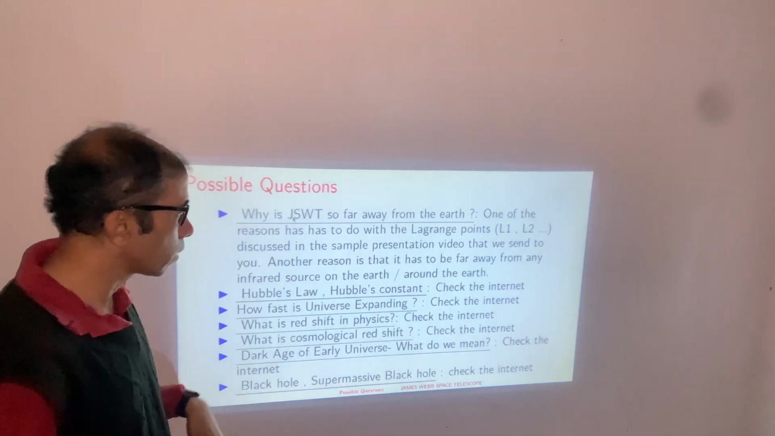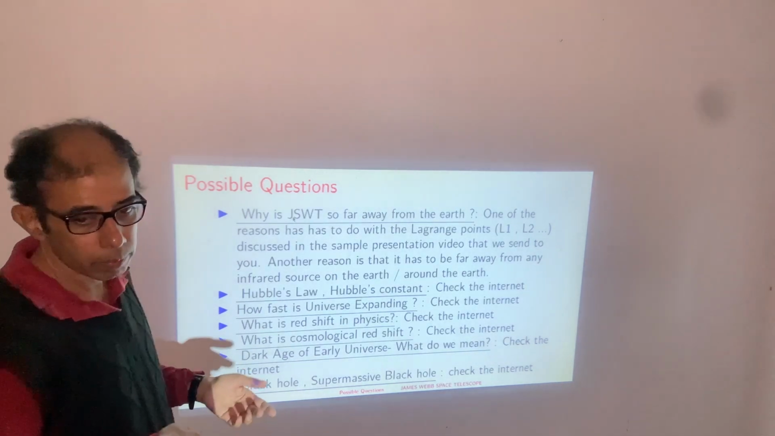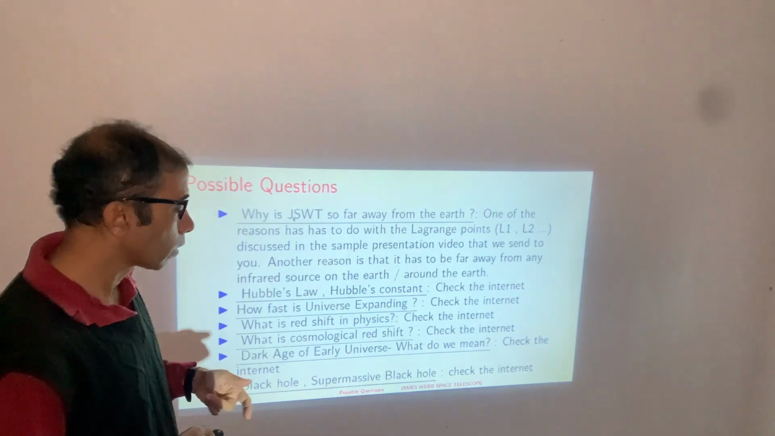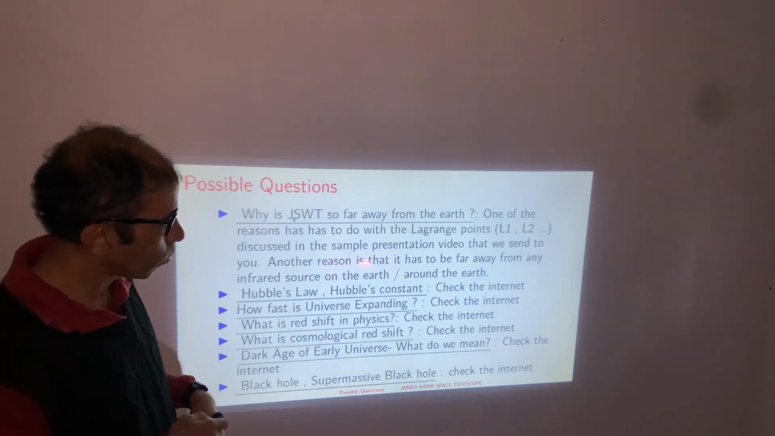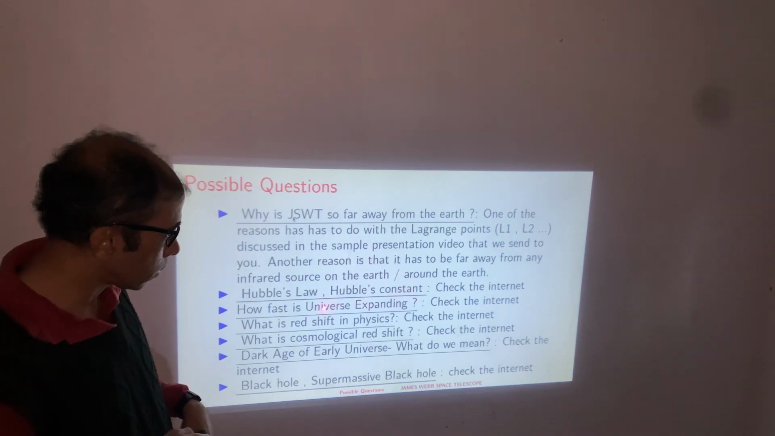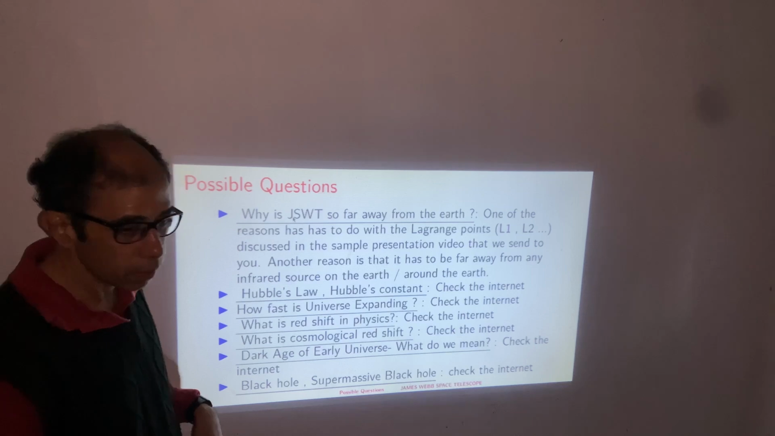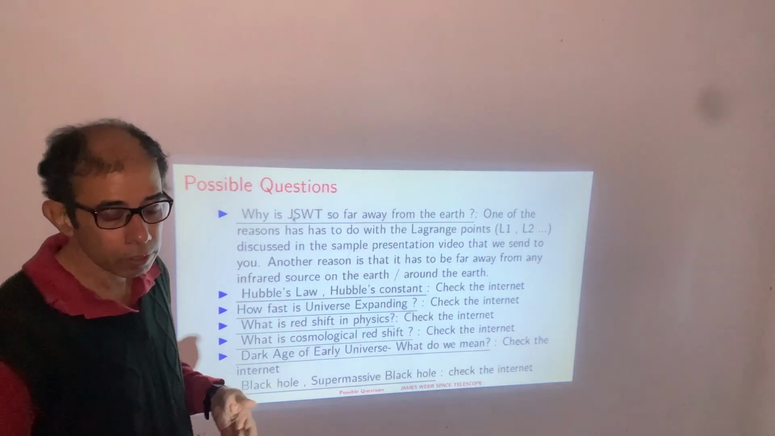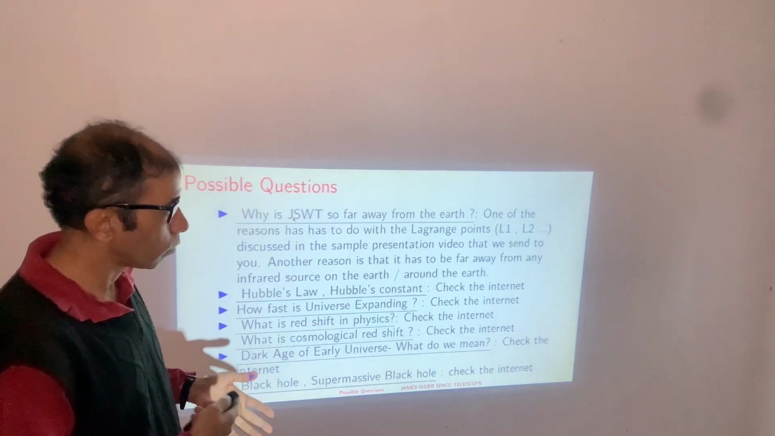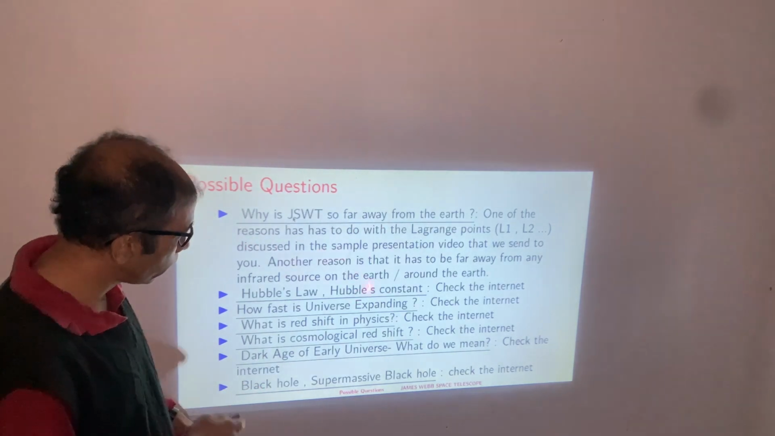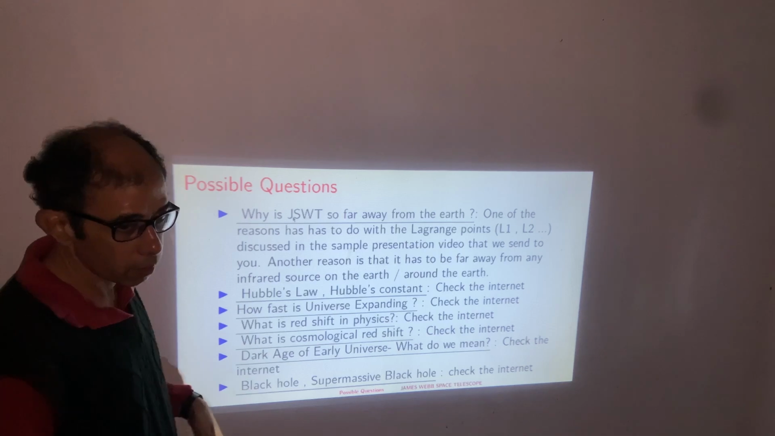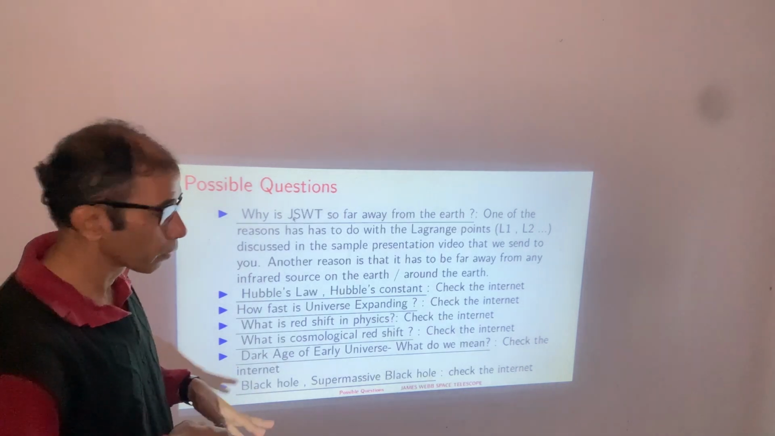And one more thing: when you are giving a seminar, don't just read whatever is on the slide. What are the main things, like Hubble's constant and redshift? Then tell your audience in your own words what you have to say. Don't just read everything and then go to the next slide. This is not a good practice.